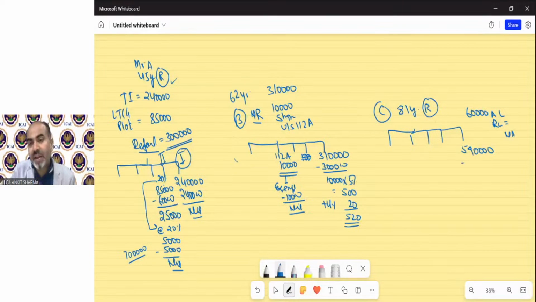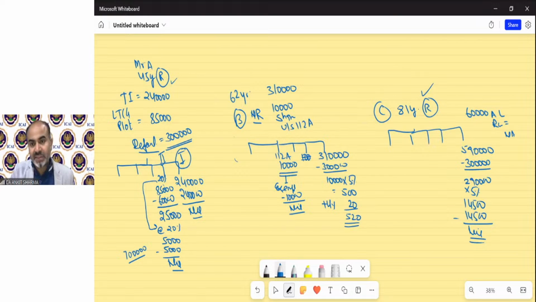Out of this 5,90,000, 3 lakh will be exempted under section 115BAC. Even if it's 81 year. So in normal case, the exemption will be 5 lakh, but in 115BAC, it remains 3 lakh. So there will be 2,90,000 remaining income going to be taxed at 5%, 14,500. But now there will be rebate because he's a resident and 25,000 rupees rebate maximum can be claimed. But now our tax liability is only 14,500. So tax will remain nil.